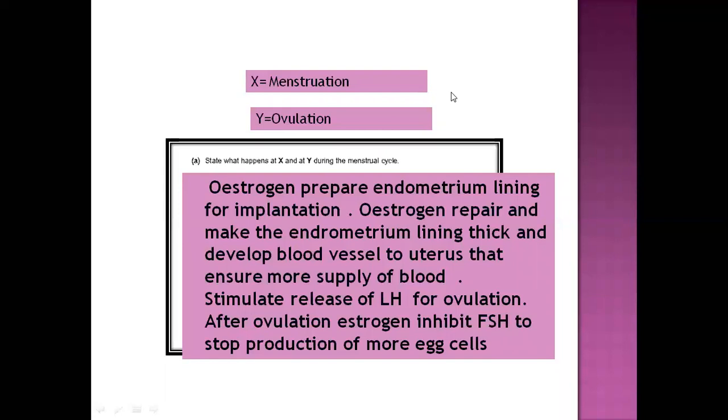There is also estrogen in menstruation, but the level is less, gradually increasing. Yes, you are correct, Ghana Ibrahim. Reduction in uterus size can be an advantage of breastfeeding. Yes, this is correct.